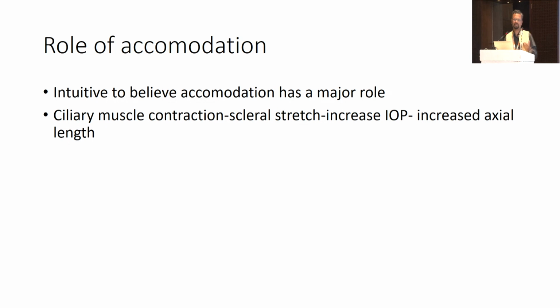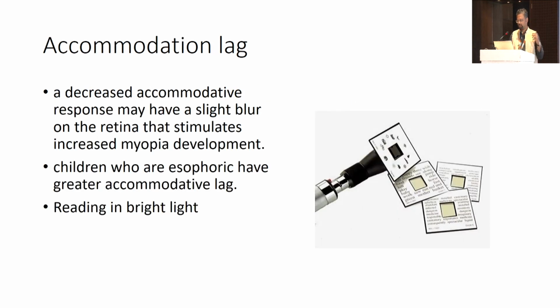So the moment you see near, there is pupil constriction. When the pupil is constricted, the depth of focus increases. So in spite of the image not being in clear focus, you are able to see or read. So accommodation lag is also thought to be one of the causes of progression of myopia, where the amount of accommodation that is supplied by the eye is not equal to the demand that is laid on the eye.